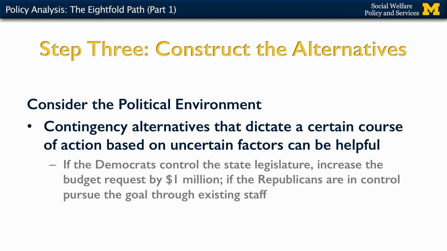You also want to keep the political environment in mind as you do this. And in doing so, you could develop contingency alternatives. That way, when you pass this off to a decision maker, they could look at the political environment and decide based on that. So for an example, if Democrats control the state legislature, increase the request by 1 million. If Republicans are in control, pursue the goal through existing staff. That's an example of how you could craft a contingency alternative.